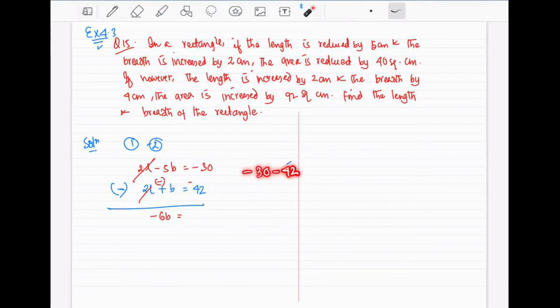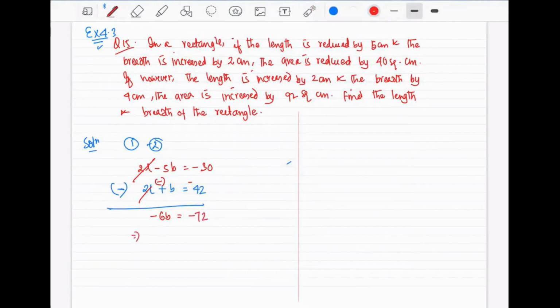Remember, we are not supposed to take the original sign. We are taking the new sign. Minus 30 minus 42, same sign, so we have to add them. 30 and 42 is 72. Take the sign of the bigger number, minus. So we get minus 72 here.